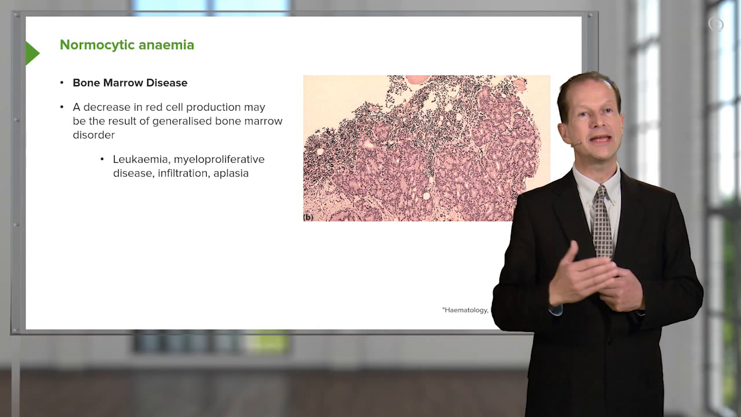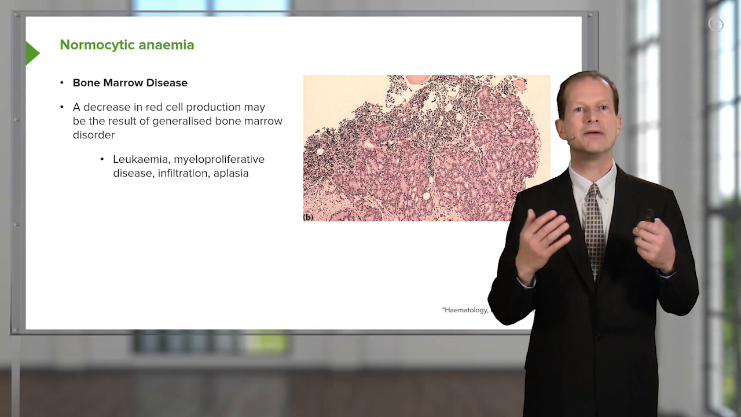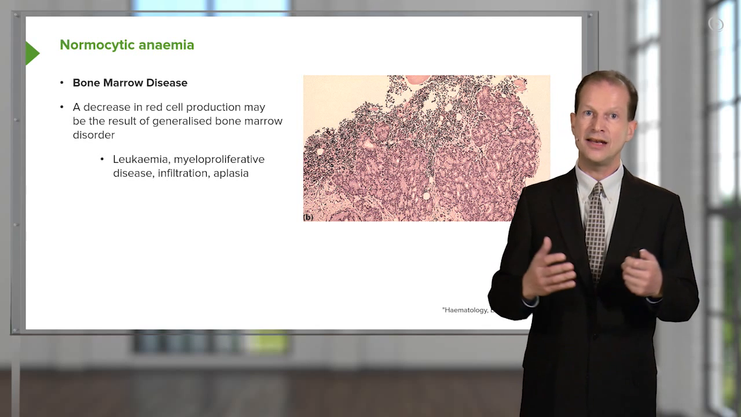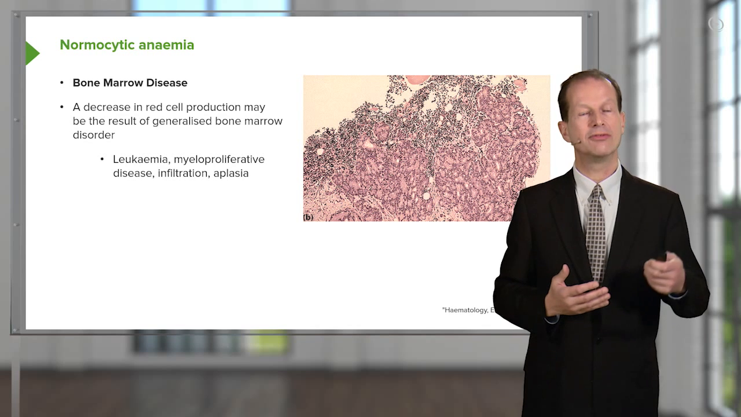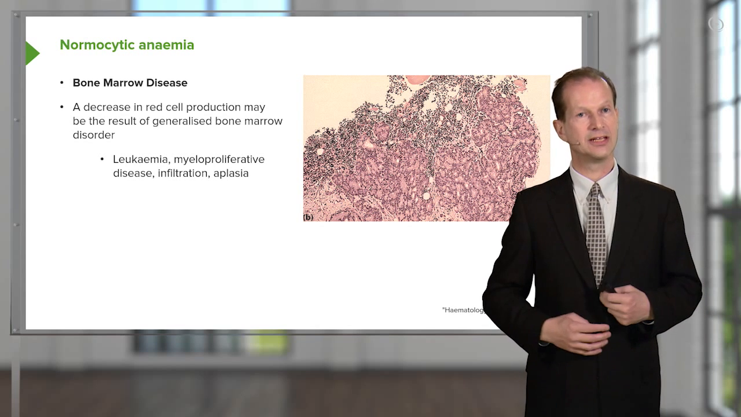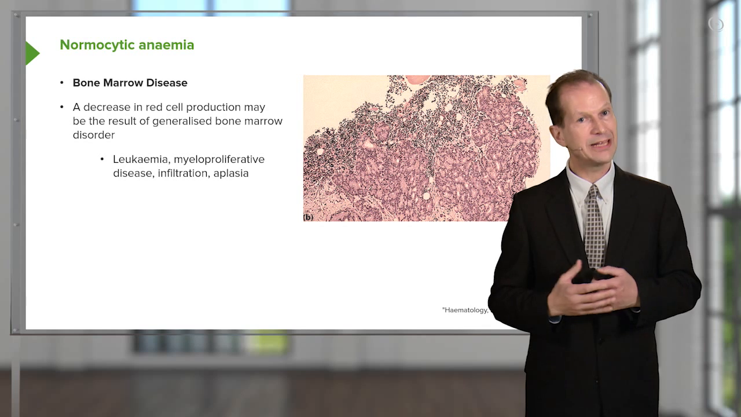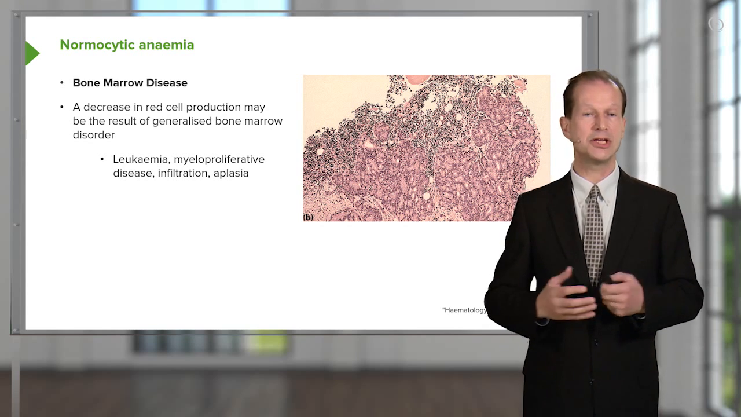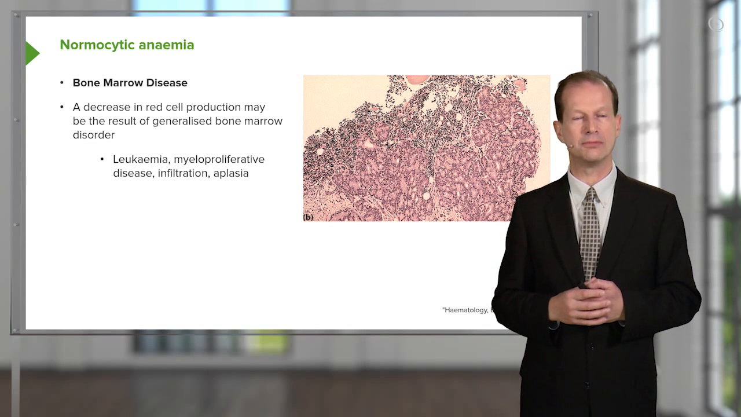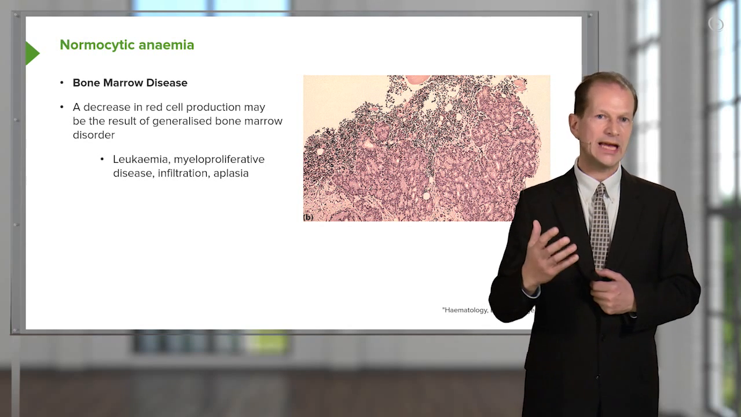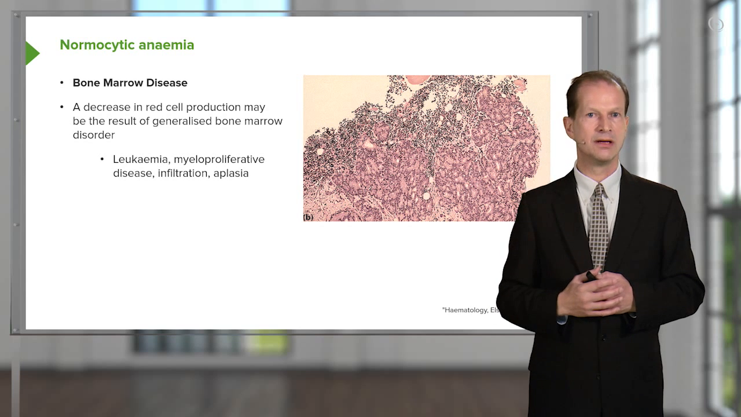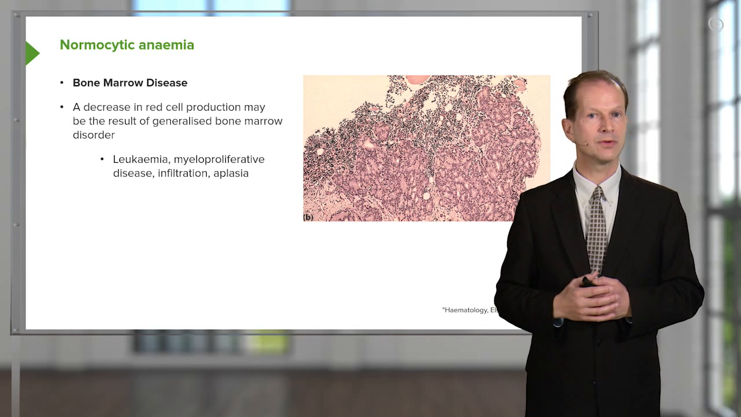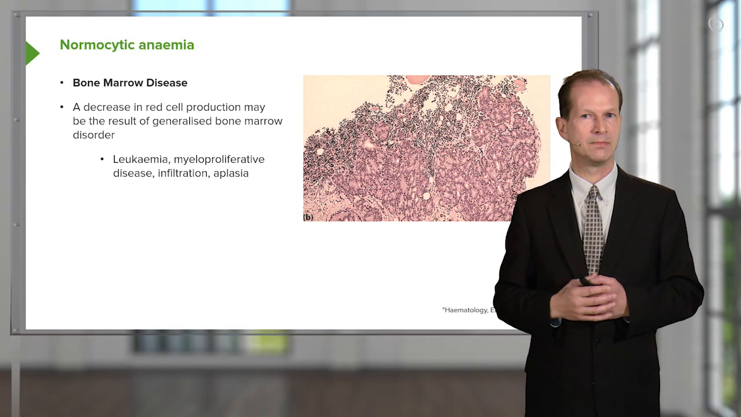Another time where you may see a normocytic anemia is when the bone marrow itself is involved through other diseases. Now, in this situation, you'd also see reduction in white cells and platelets. The bone marrow simply can't produce enough normal cells. This can be due to a wide range of clinical problems. I've listed some there: infiltration with leukemia, myeloproliferative disease, infiltration with carcinoma, or aplastic anemia.